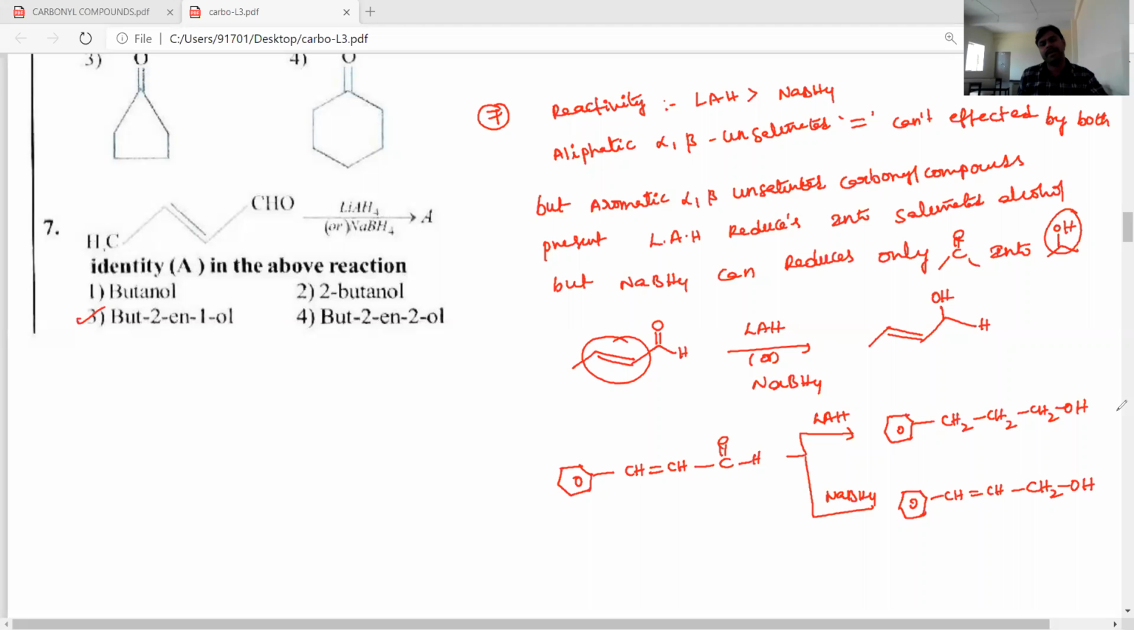But neither lithium aluminum hydride nor sodium borohydride can reduce the double bonds in aliphatic conjugated carbonyl compounds. But in aromatic conjugated carbonyl compounds, lithium aluminum hydride can reduce the double bond also. The double bond is converted into a single bond. Okay, this is very, very important.